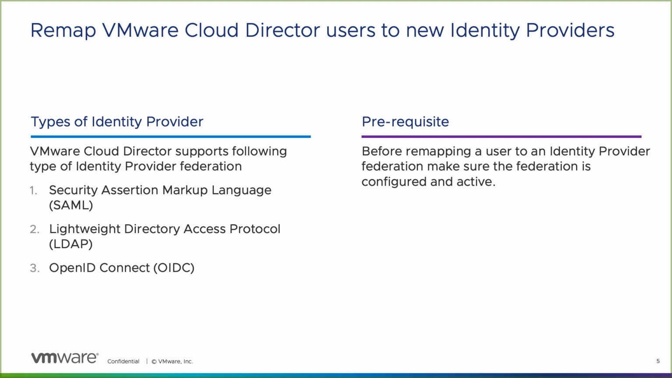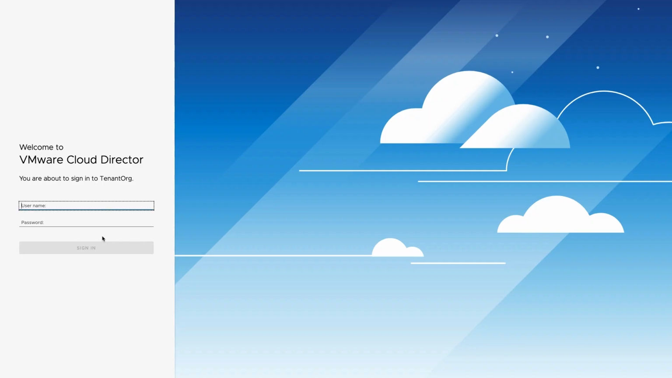The prerequisite to remap a user is that your Identity Provider Federation with VMware Cloud Director is configured and active. Now, let's remap a local user to an IDP Federation. First, you need to log in to VMware Cloud Director using your administrator credentials.